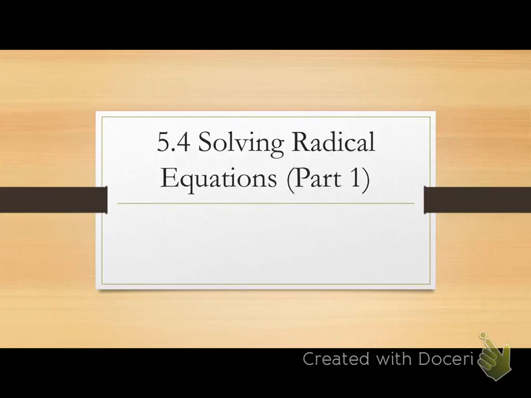Next section in chapter 5, section 4. We're going to break this up into two parts. So we got part 1 today. Part 2 will be tomorrow. We are solving radical equations.